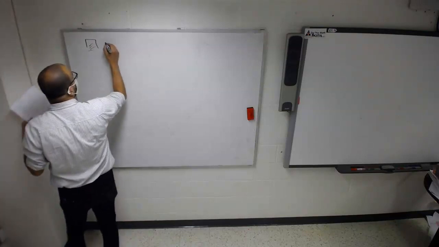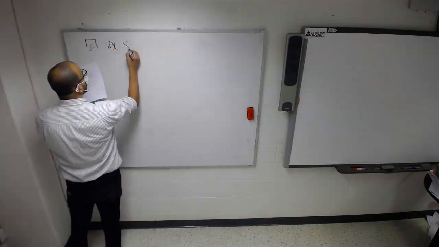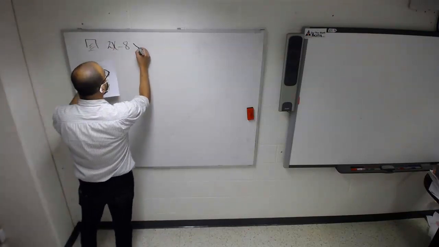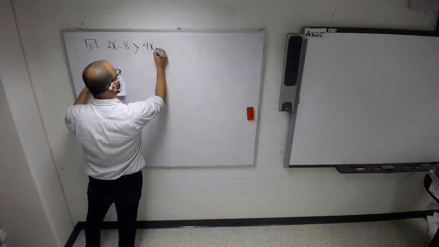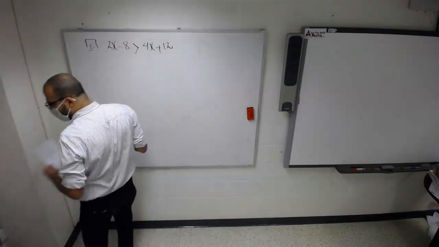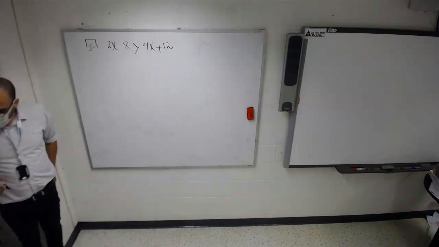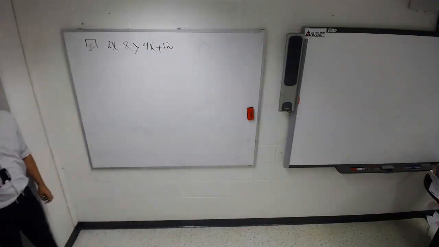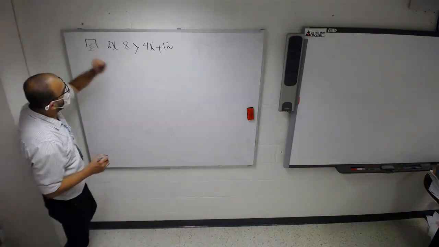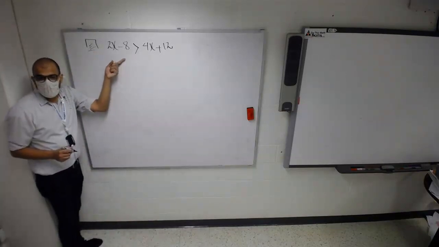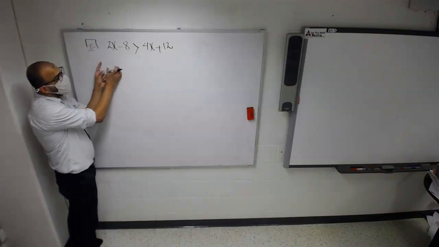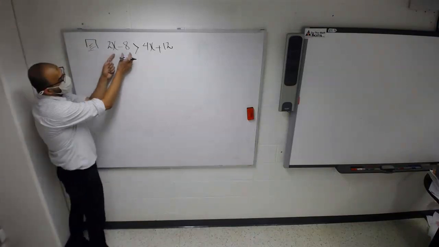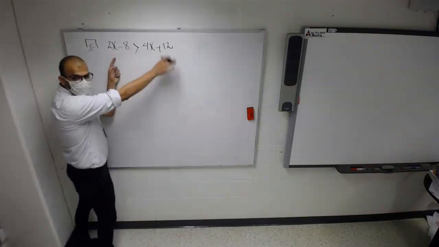We have 2x minus 8 is greater than 4x plus 12. Now, look at this. Let's see if we have to use the trick to turn the fish into a shark. We decide, guys, to keep x on the left and keep the numerical values on the right.